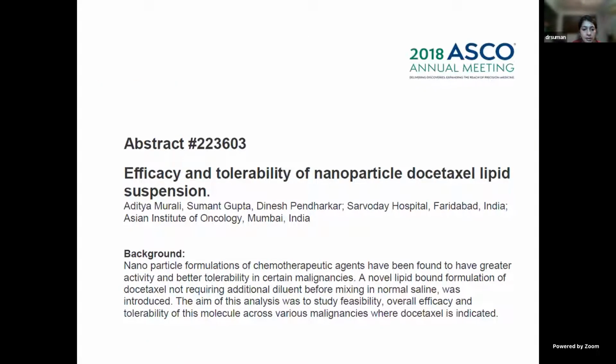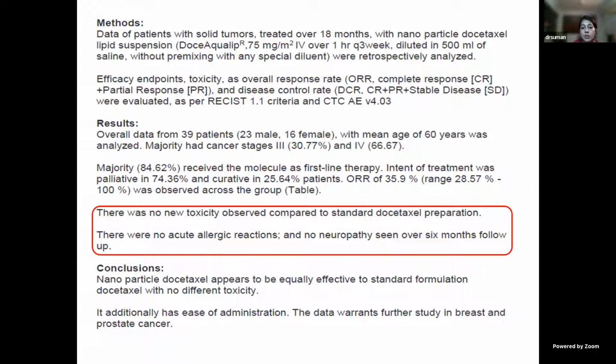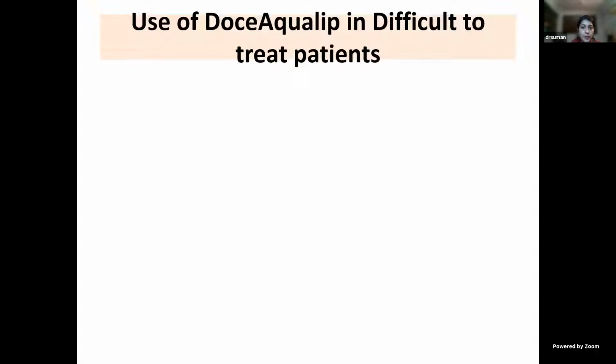This was again another study which was published in ASCO 2018, where they looked into the efficacy and tolerability of nanoparticle docetaxel lipid suspension. And here they observed no new toxicities, and there was no acute allergic reactions, no neuropathy. So again, neuropathy is something that we're worried about, especially in diabetic patients or hypertensive patients or patients who have a pre-inclination to get it. There was no neuropathy over 6 months follow-up.